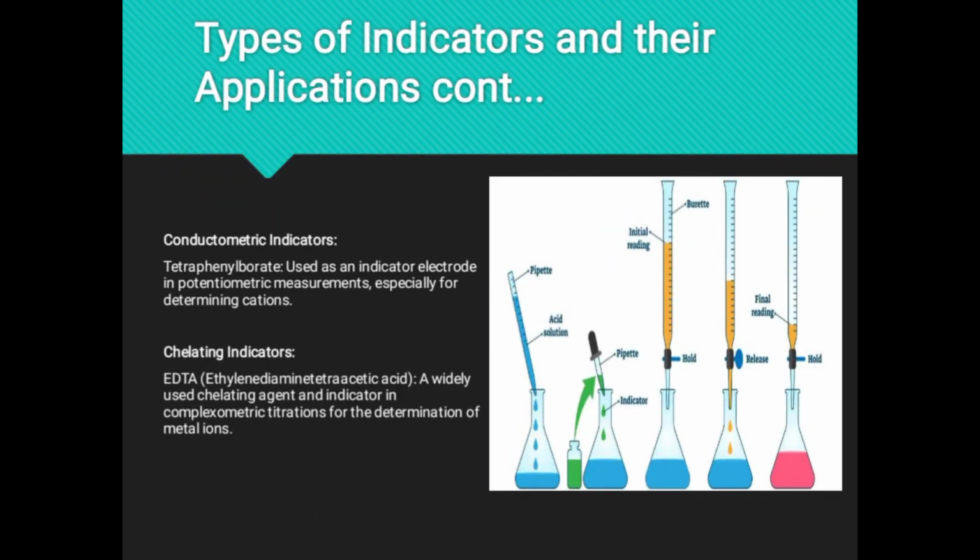We have the conductometric indicators. An example is tetraphenyl borate. It is used as an indicator electrode in potentiometric measurement, especially for determining cations. Chelating indicators is the last class of these indicators that we'll be looking at. An example is EDTA, that's ethylenediaminetetraacetic acid, which is widely used as a chelating agent and also an indicator in complexometric titrations for determination of metal ions.